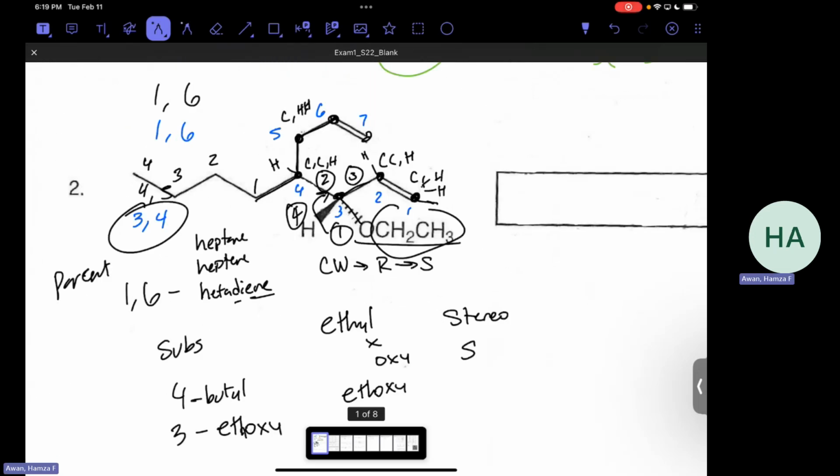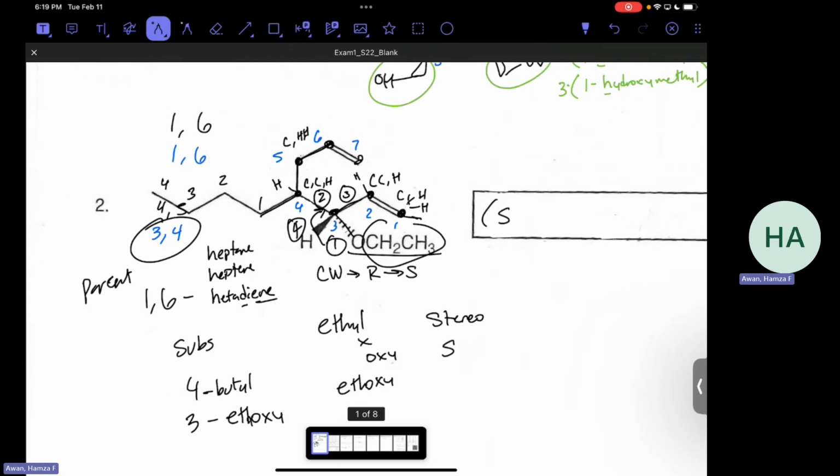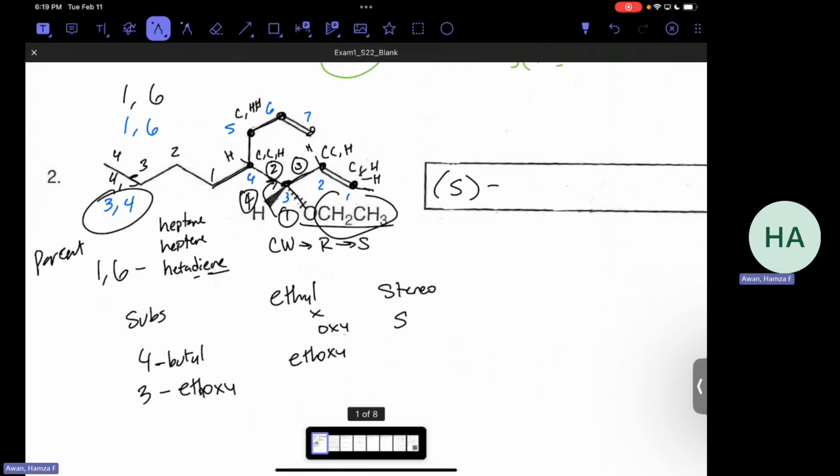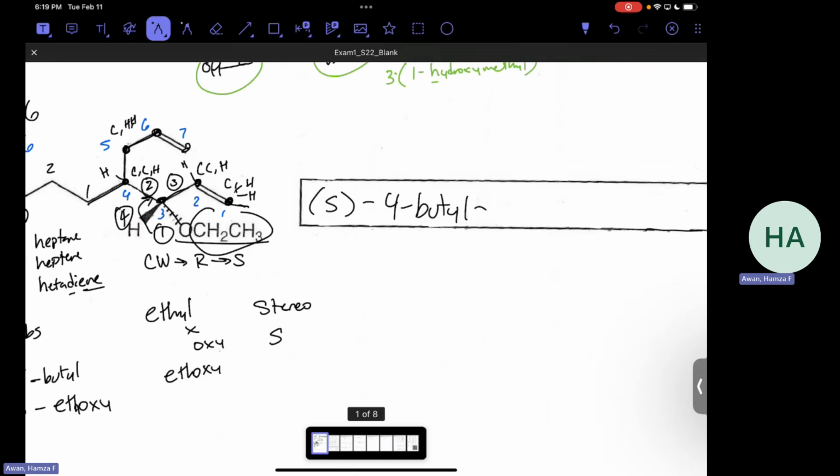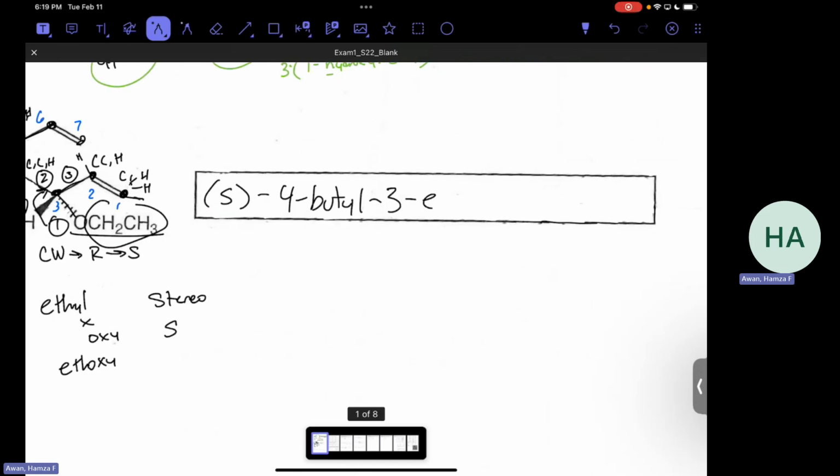And now if we put it all together, we have our S dash. Remember, we're going to start with the butyl because it comes before the E. So the B comes before the E. So 4 dash butyl dash 3 dash ethoxy.